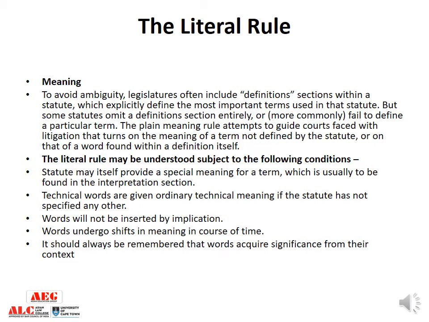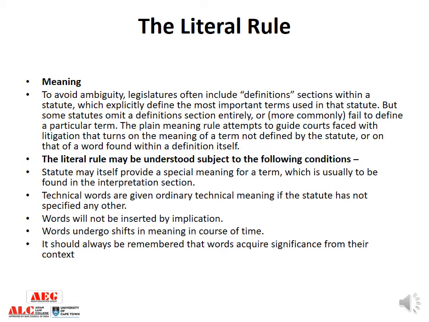Now, if I go through these points: a statute may itself provide a special meaning of a term, which is usually to be found in the interpretation section. Technical words are to be given their ordinary meaning. Words will not be inserted by implication. Words undergo shift in meaning in course of time. It should always be remembered that words acquire significance from their context.